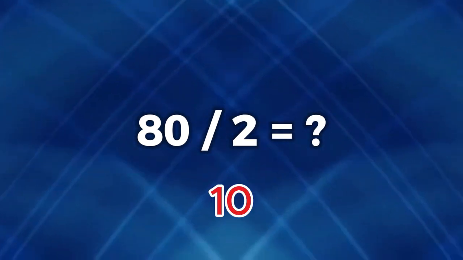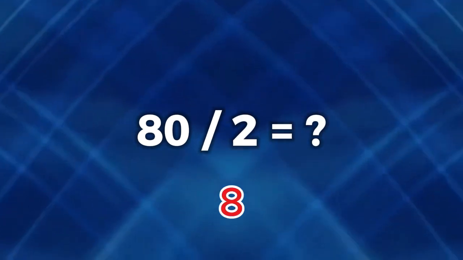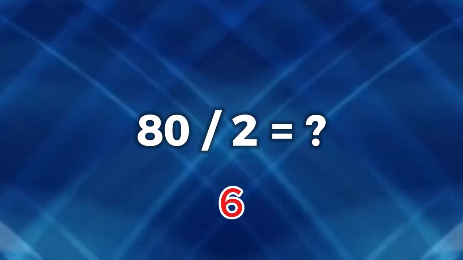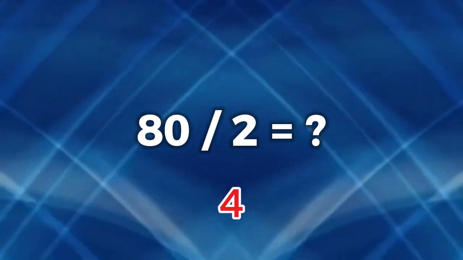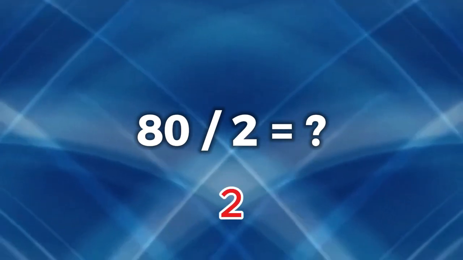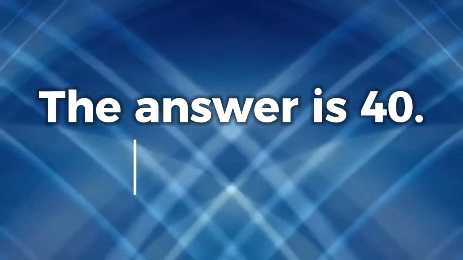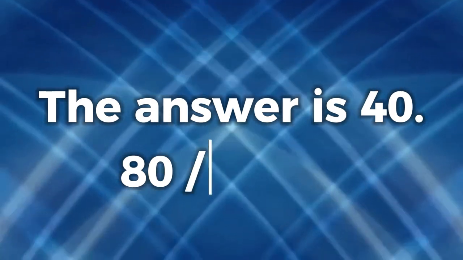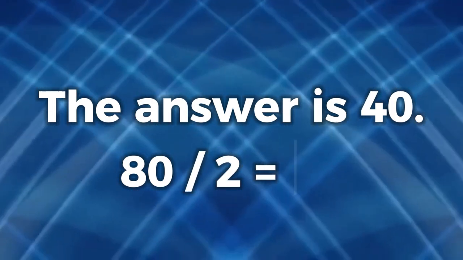For the third problem. What is 80 divided by 2? The answer is 40. 80 divided by 2 is equal to 40.